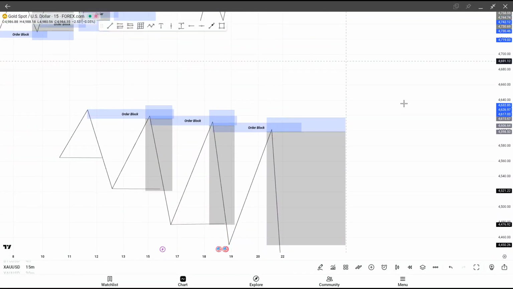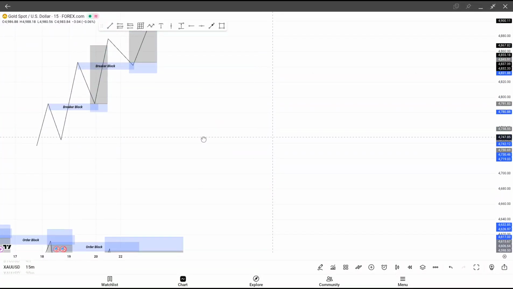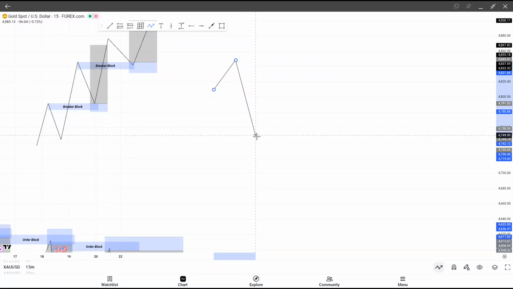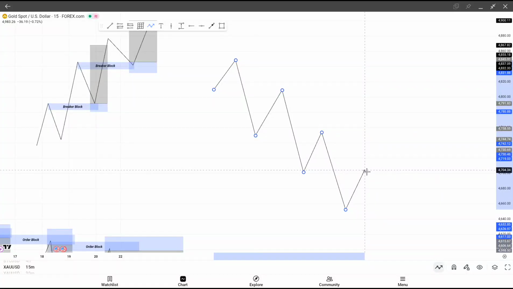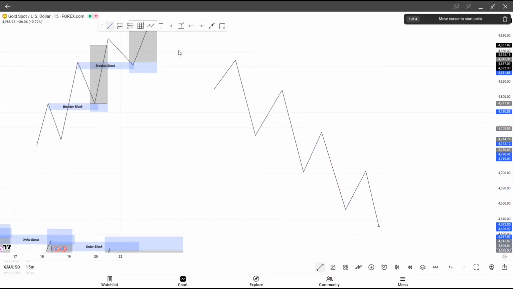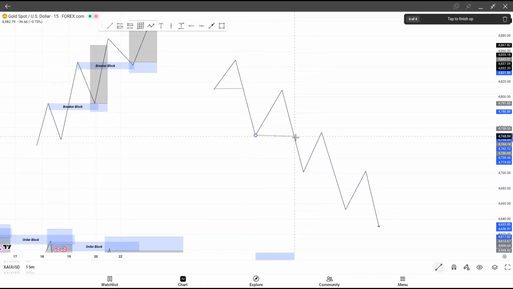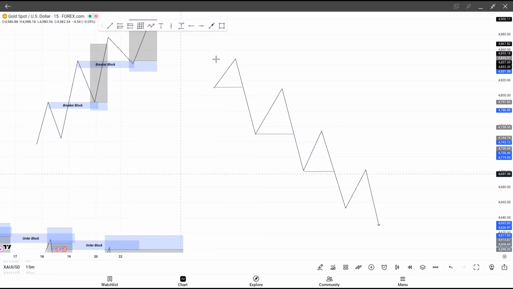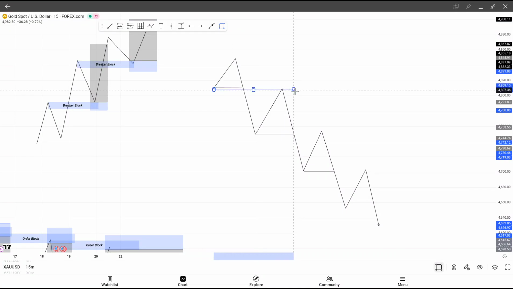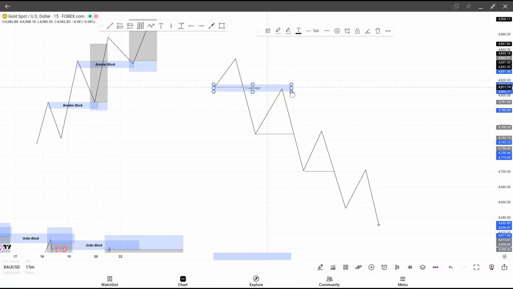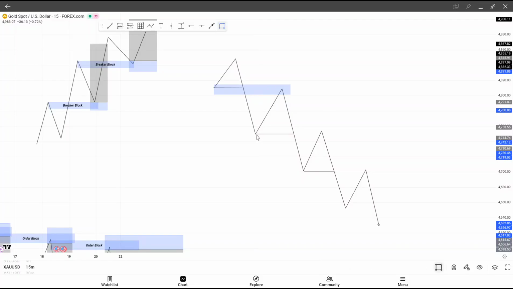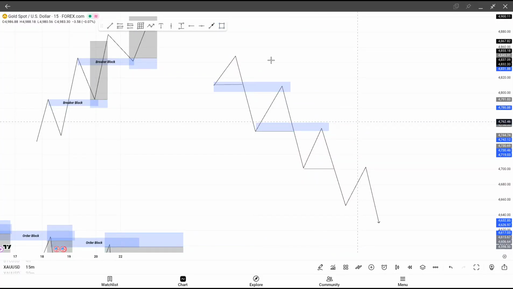I think you can see this very clearly, right? Now, a breaker block in a bearish scenario is supposed to be like this. This is a break of structure. This is also a break of structure. This one also, a break of structure. And the breaker block is supposed to come here. Pay attention. The breaker block is supposed to come here.